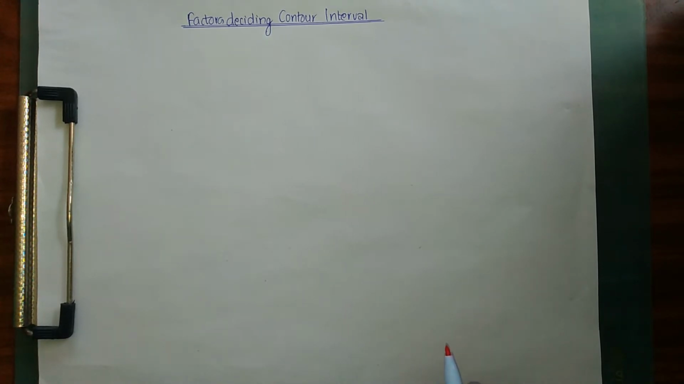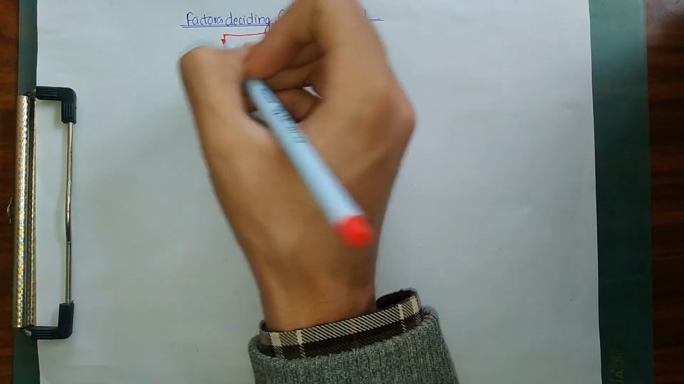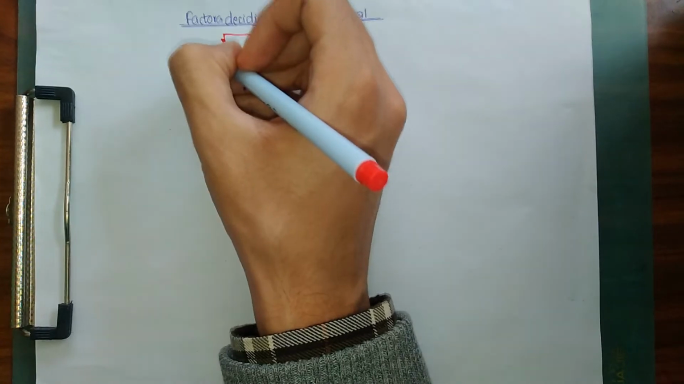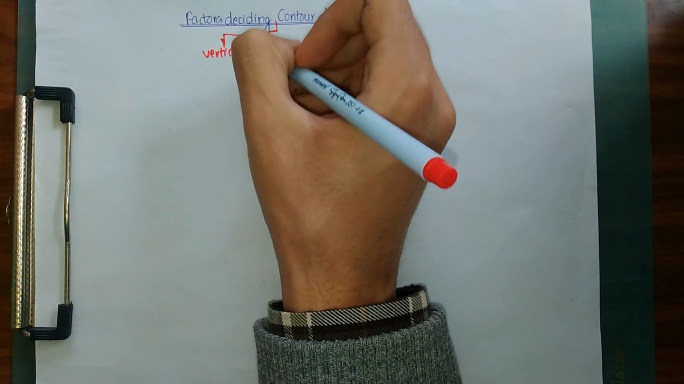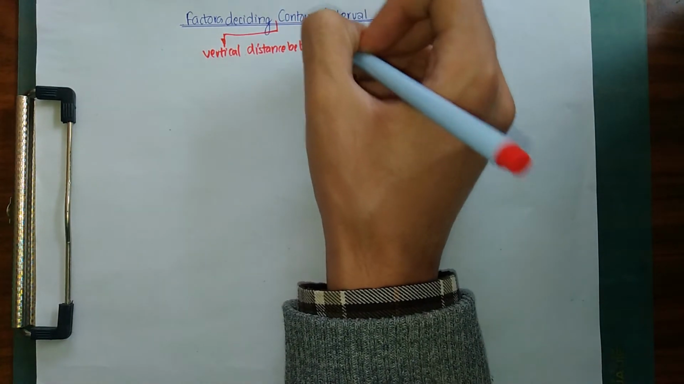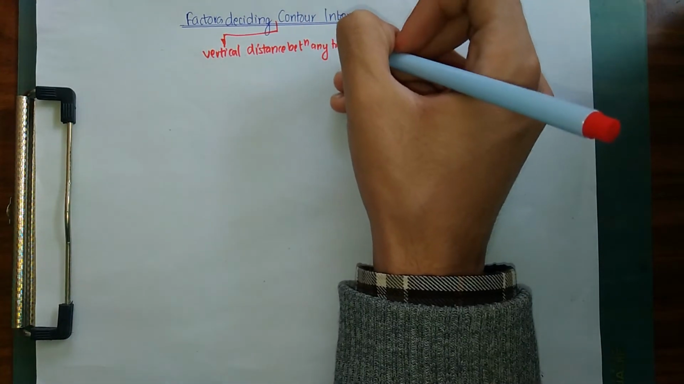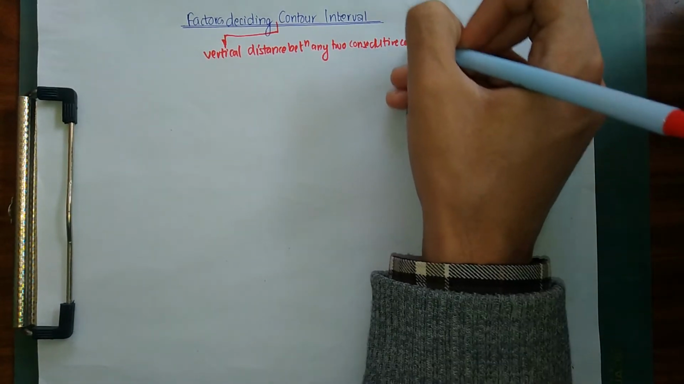What is contour interval? Our contour interval is nothing more than simply the vertical distance between any two consecutive contours.